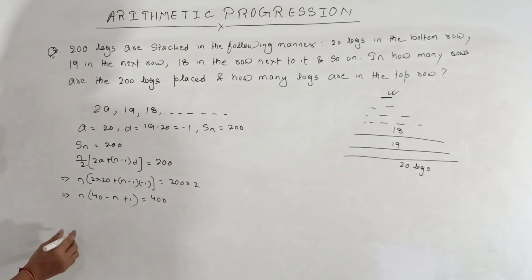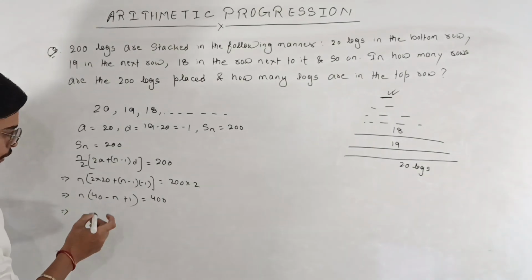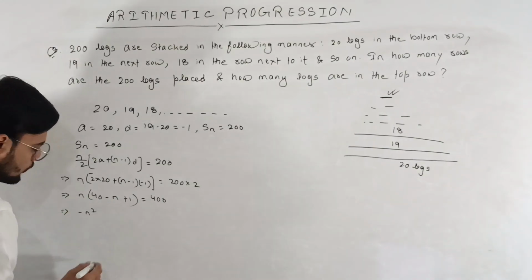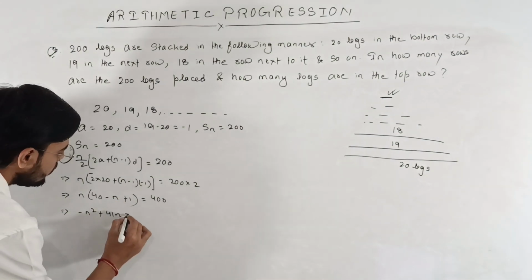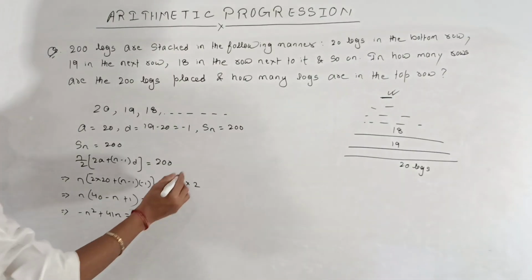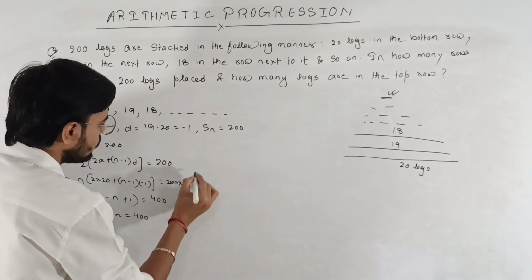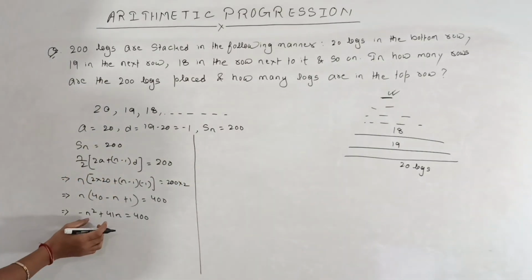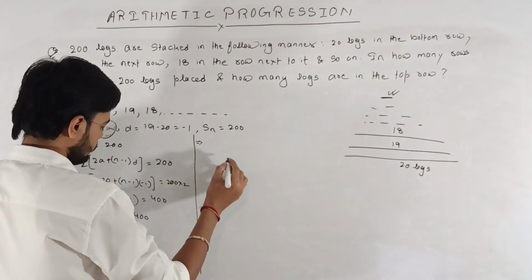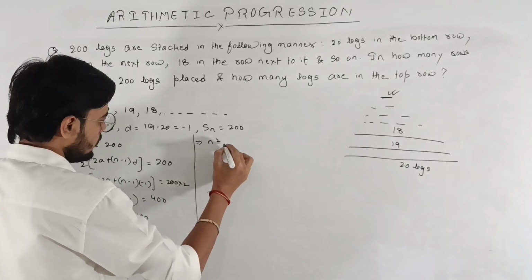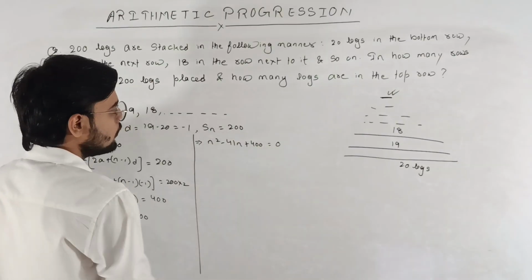Now calculate this one. From here, n into n is n square, minus n square. Now 40 plus 1 is 41, which is plus 41n, and it equals 400, which is 200 into 2. Now this minus n square goes to the other side and plus 41n also goes to the other side. So our equation becomes n square minus 41n plus 400 equals 0.